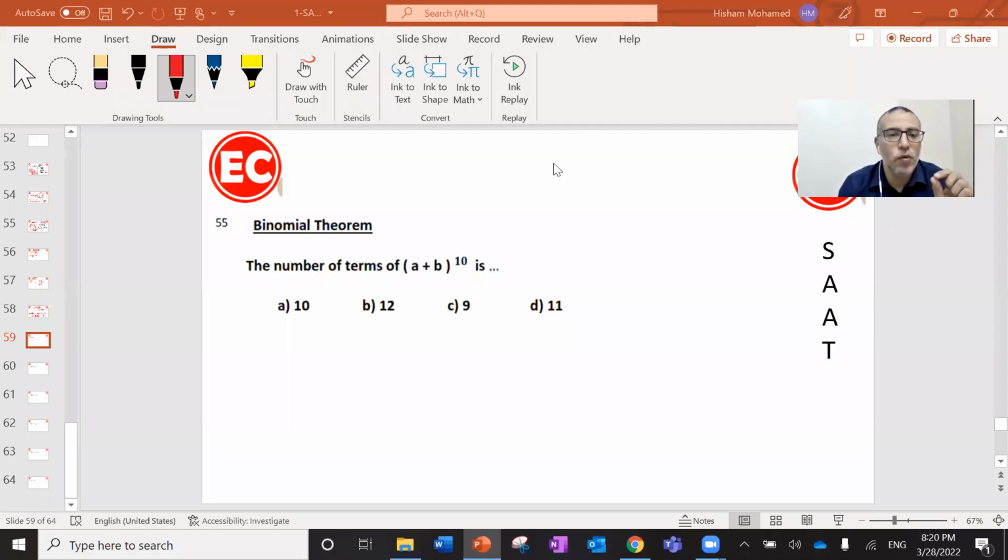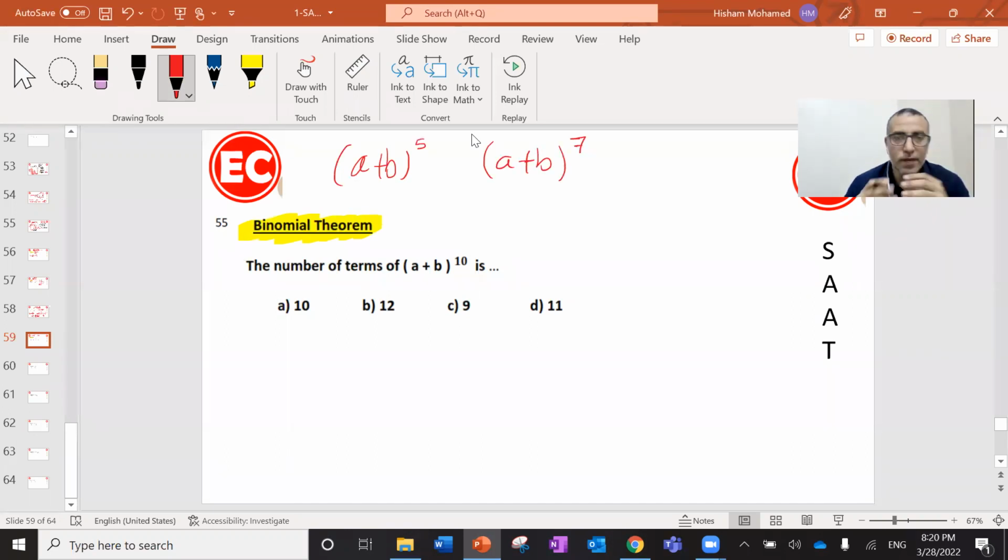Bismillah walhamdulillah. How can we understand the binomial theorem or the binomial expansions? Binomial expansions mean the sum of two terms to a power, like a plus b to the power of 5 or 3 or 7 or 8 or 9, and how we can expand these terms. In the SAAT, of course, it will not give you a huge number because you are not allowed to use a calculator. So he will ask about small powers, like power 3, power 4, power 5, and so on.